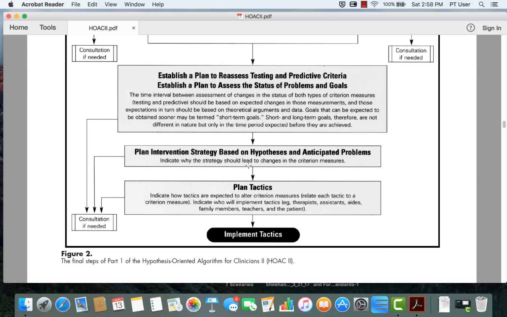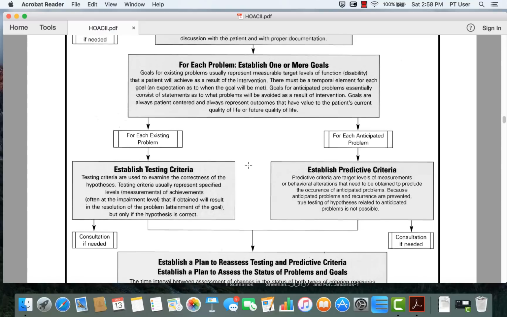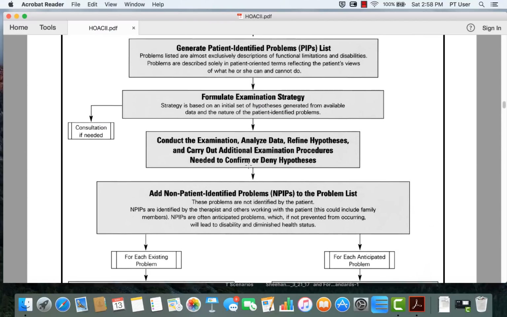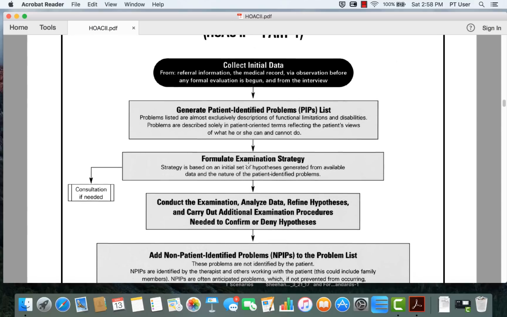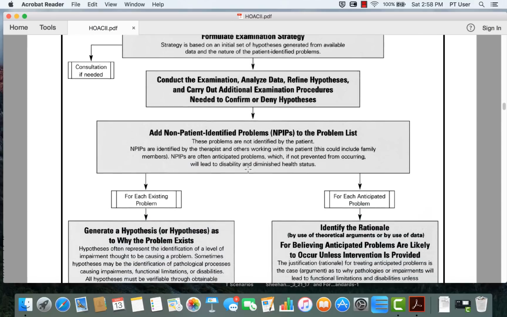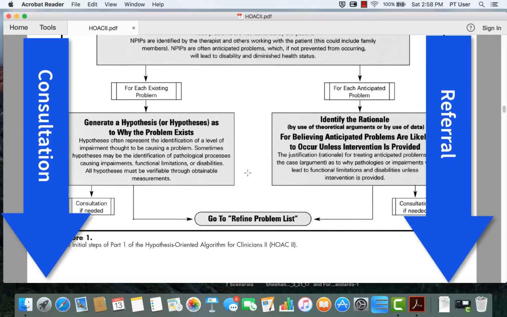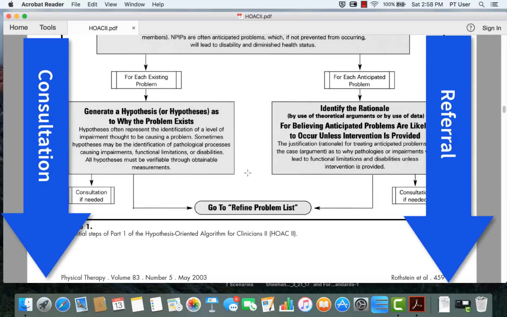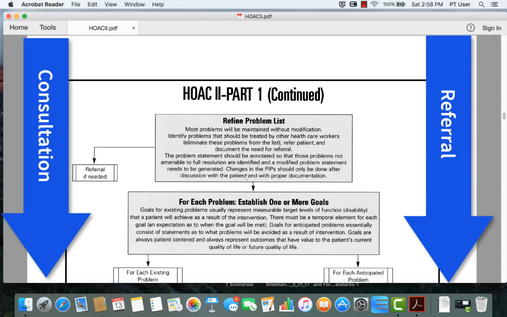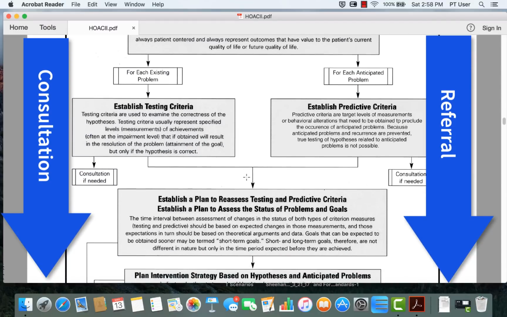Okay. Now the last piece that you've seen here, and I sort of mentioned but didn't point out or reference in the diagram. If we scroll back up to the top here, you notice throughout part one of this model, we see consultation if needed during formulation of the exam strategy, consultation if needed relative to generating a hypothesis, referral if needed, refining the problem list, consultation.